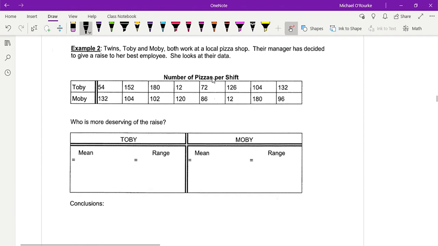All right. So example 3. We have 2 twins, Toby and Moby, who both work at a pizza shop. Their manager, for some reason, has decided they're going to give the raise to their best employee. Okay? So she looks at the data.